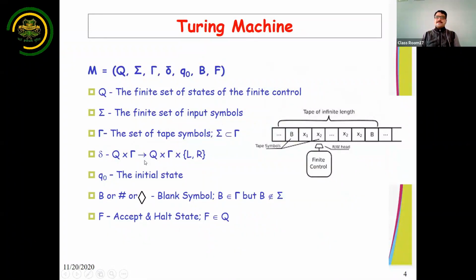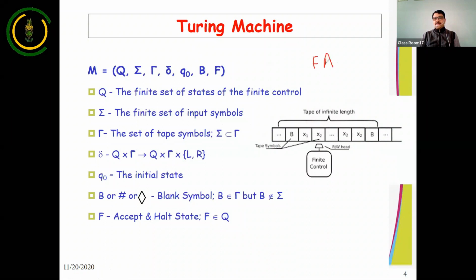Before starting the Turing machine, I would like to discuss the basic models of automata, that is the finite automata and the PDA, because these are two models that we have studied very well. These are two automata that we have studied. How can we represent the model of finite automata?